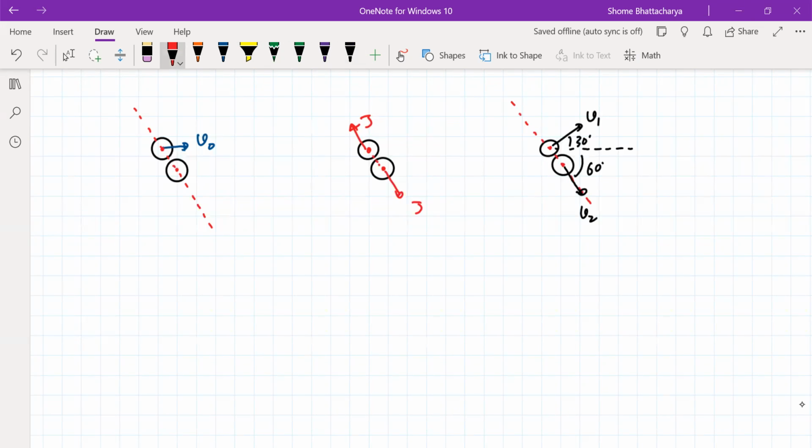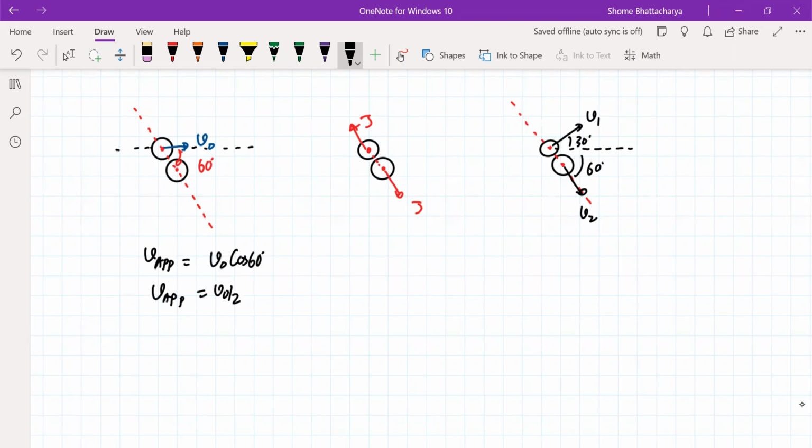So going back to the first diagram, that shows us the angle that V naught makes with respect to the center to center line is how much? It's 60 degrees. So what is the approach velocity in this case? It is V naught cos 60, so that is V naught by 2.